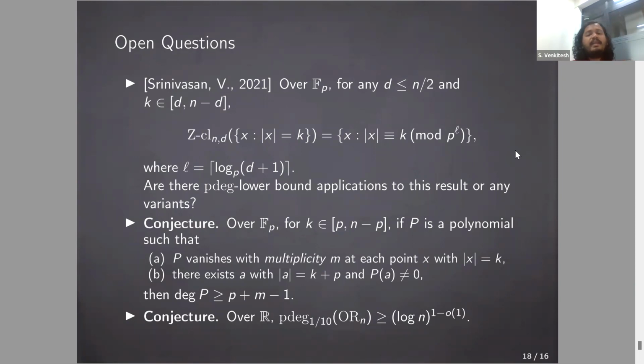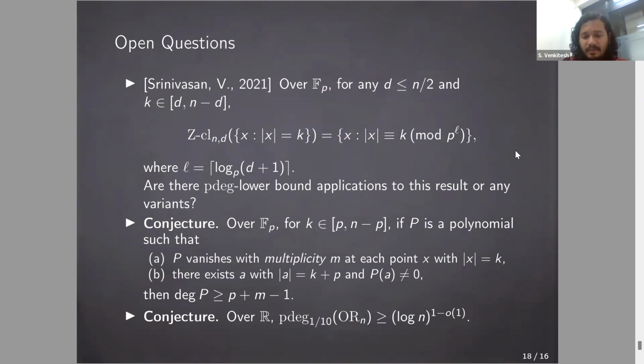Okay. So in relation to this, another variant, another direction is to consider multiplicities. So why do we simply talk about vanishing of a polynomial at a point and not go on to consider vanishing with higher multiplicities, vanishing of a polynomial as well as its derivatives up to a certain order? So in relation to that, we have this conjecture, we call it a multiplicity closure conjecture, but we have not really studied multiplicity closures in any detail.